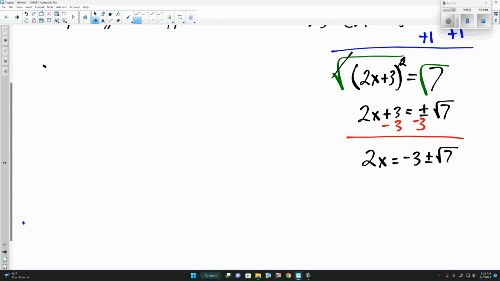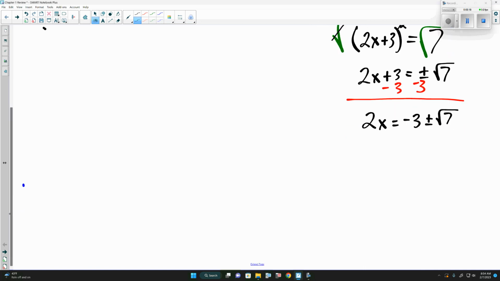Now, is the square root of 7 a rational number? No, it's a non-repeating, non-terminating decimal, so we'll leave it as the square root of 7. That also means that I'm not going to get a nice answer. It's not going to be a nice number of 4 or just a single number or a fraction. So we'll leave it as plus or minus. Now we do have one last thing in that we need to divide both sides by 2.